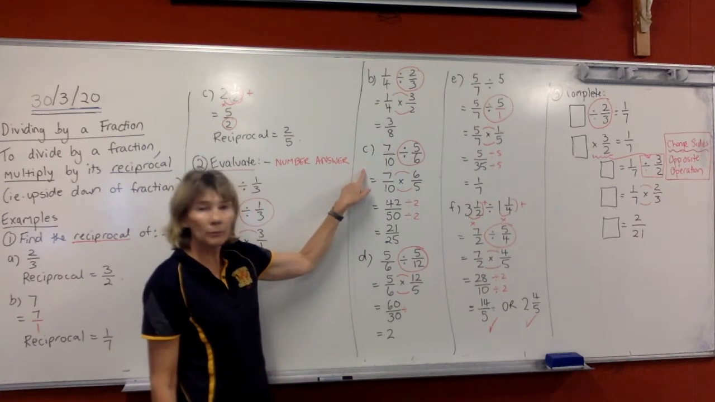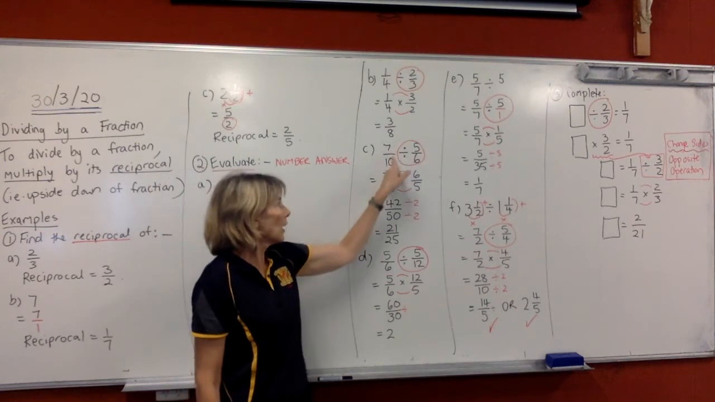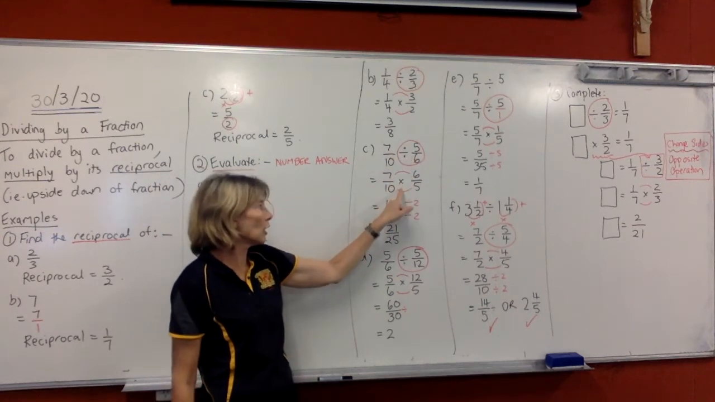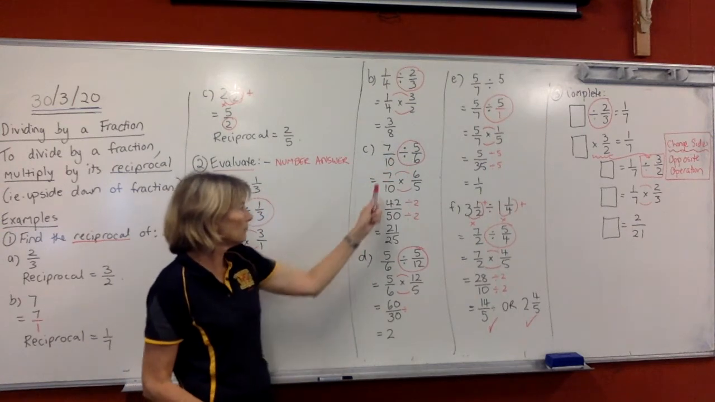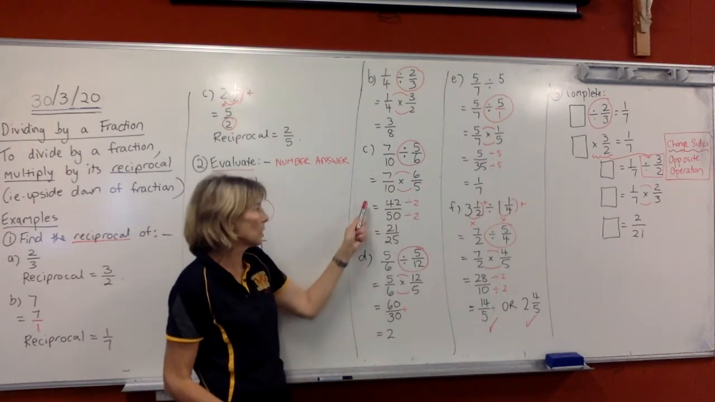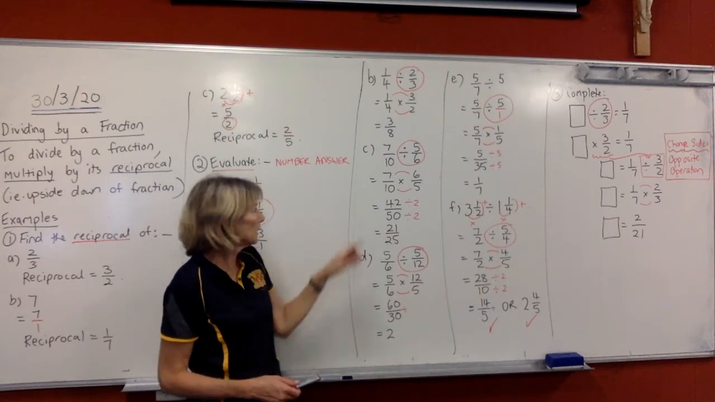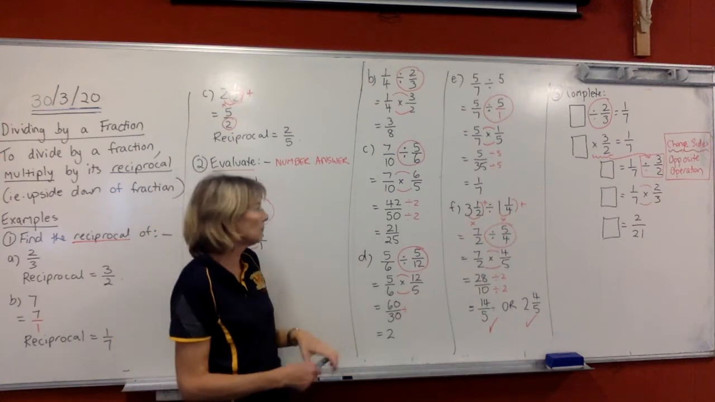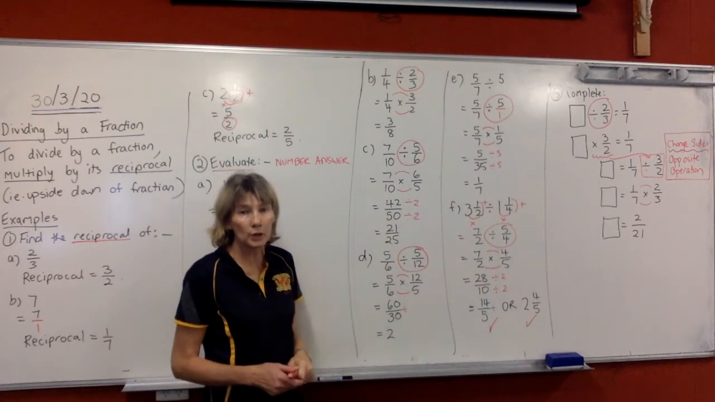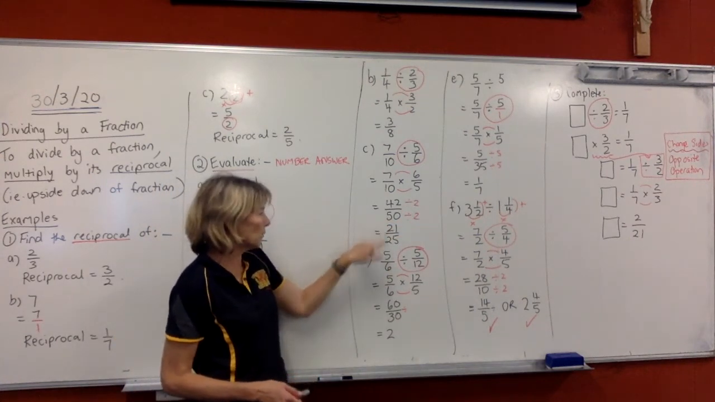This next question, we'll do the same again. Dividing by a fraction, change it to times by its reciprocal, flip it, and write it as 6/5. Times your tops, times your bottoms, you get 42/50. Now this one can be simplified, so you do need to take it down to its simplest answer. So I can divide the top and bottom by 2 here, and get 21/25.